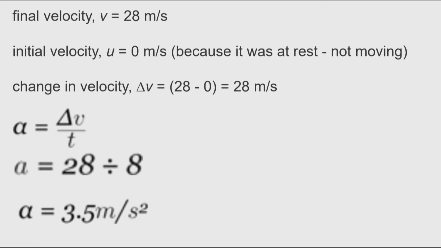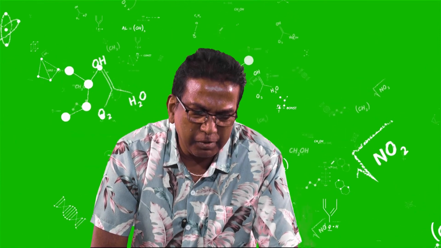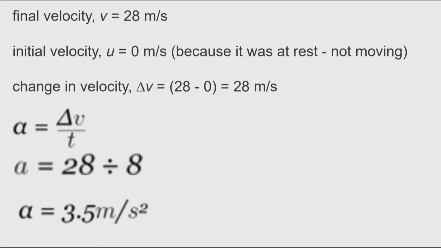Why per second square? Because velocity was distance over time, and you divide it by another time. Therefore, it's time square, it's second square, because it's being divided by twice time. Time and time. Therefore, it is meters per second square. You should be careful with your units. Velocity is meters per second, but acceleration is meters per second square.